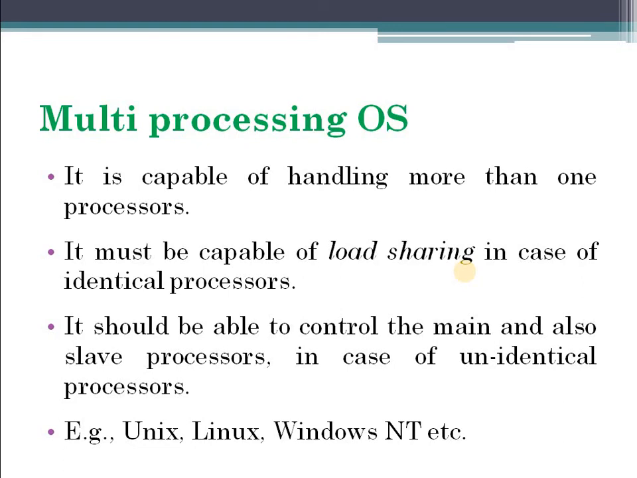An example of this type of OS is Unix, Linux, Windows NT. NT stands for New Technology. Windows XP is also an operating system of the Windows NT family. Windows XP was also capable of working with multiple processors. If you know the history of the computer, then dual core, Core 2 Duo, all these processors came into existence when Windows XP was being used. So XP was capable of working on multiple processors.